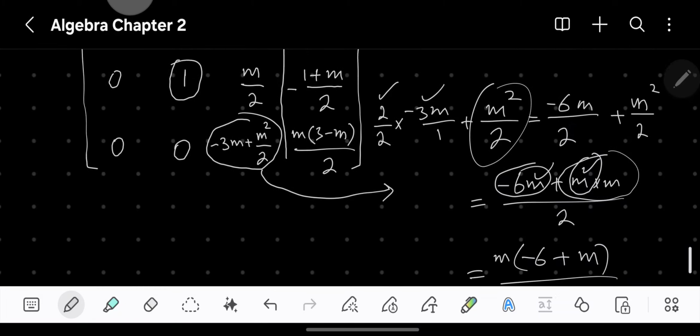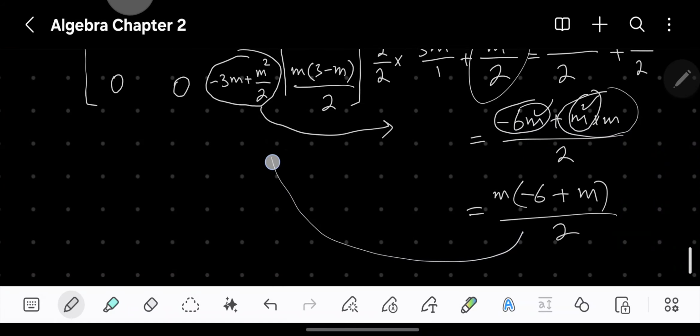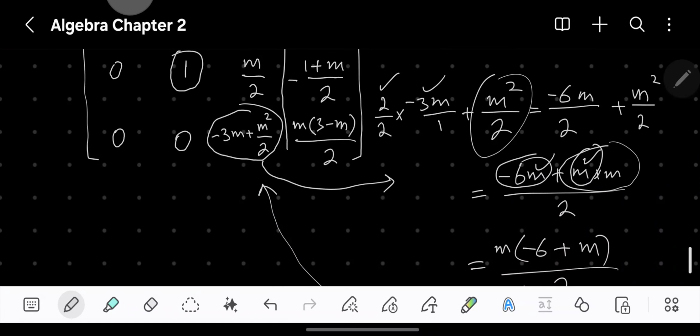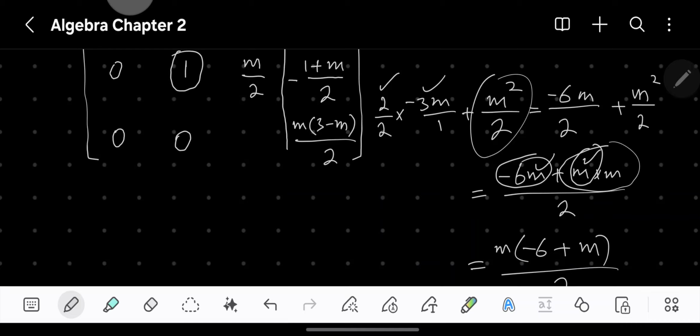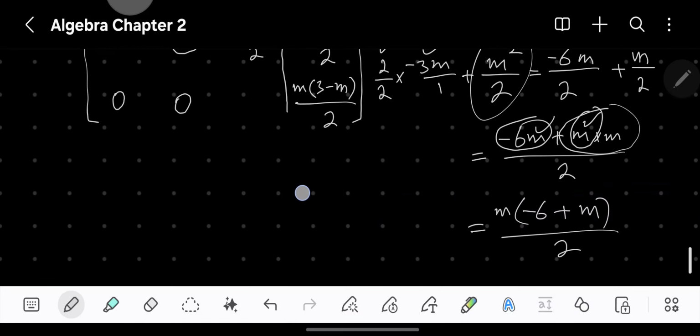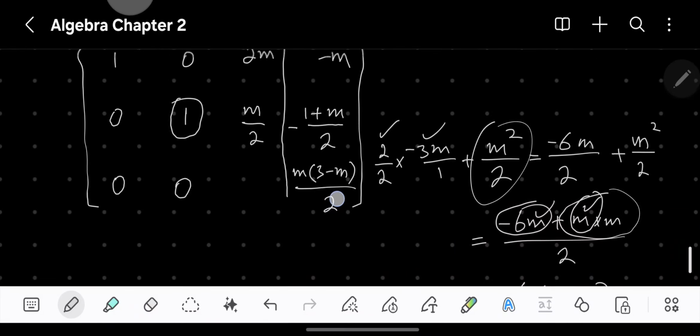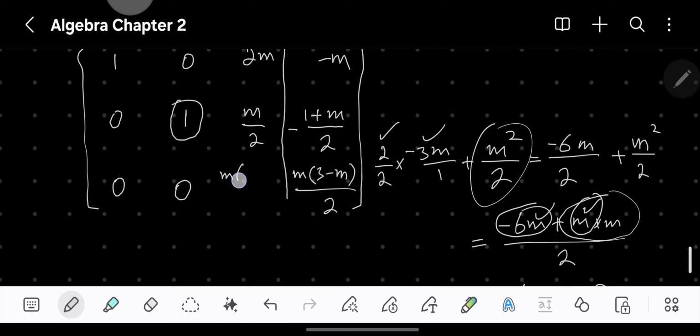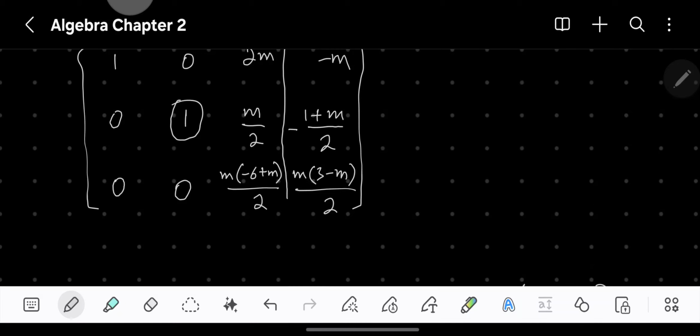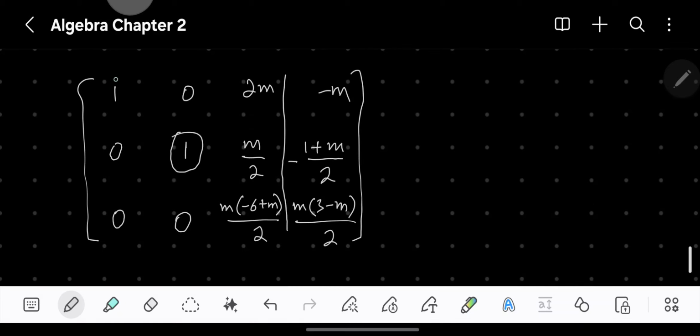So I will write this value here instead of this. I will remove this value and write this value: m times minus 6 plus m by 2. Now, what should I do? This is the pivot entry, everything below and above is 0.